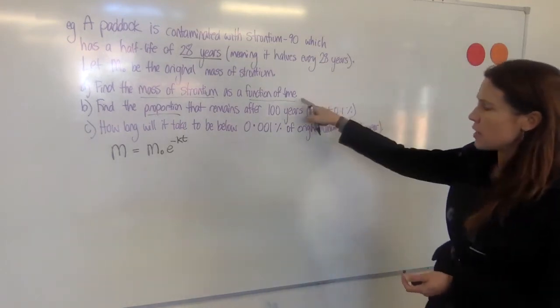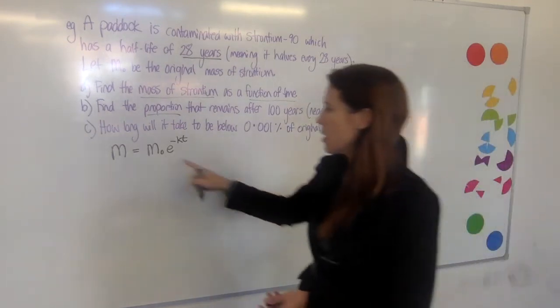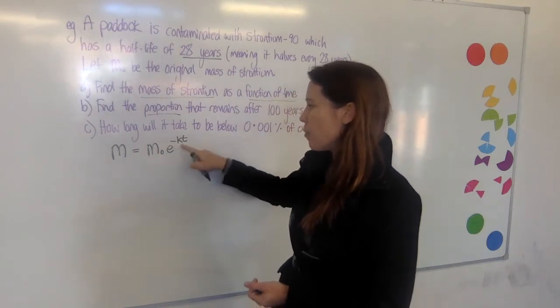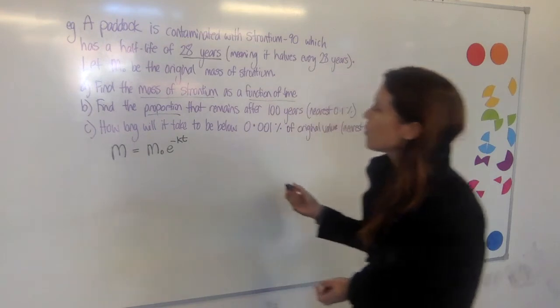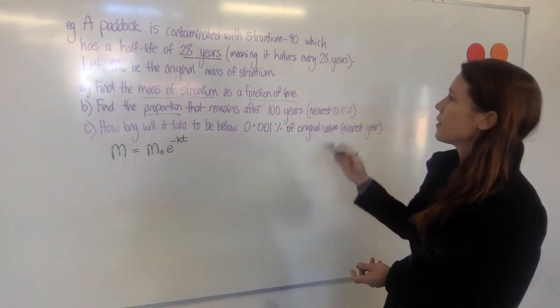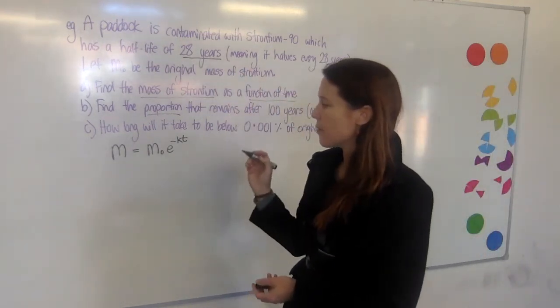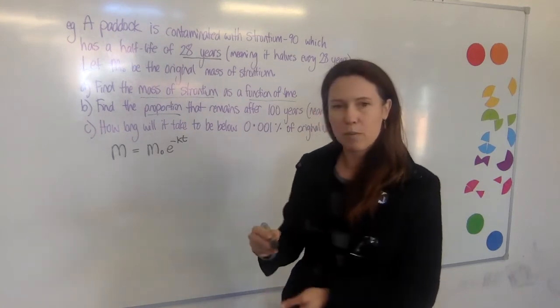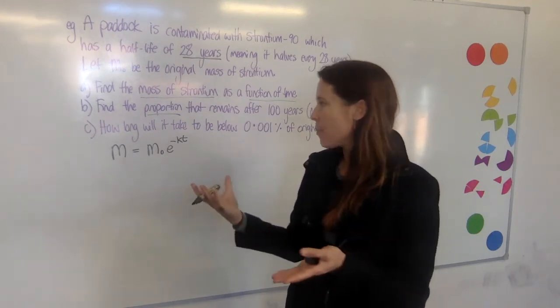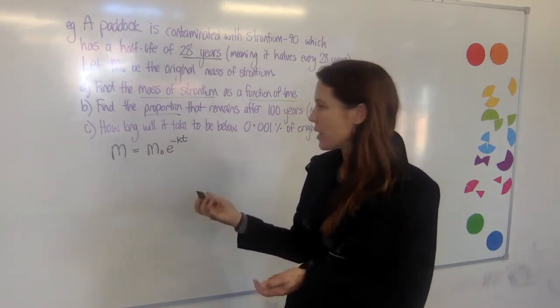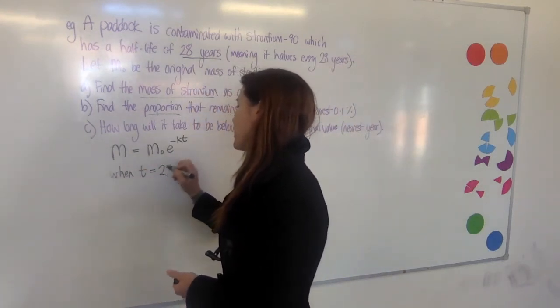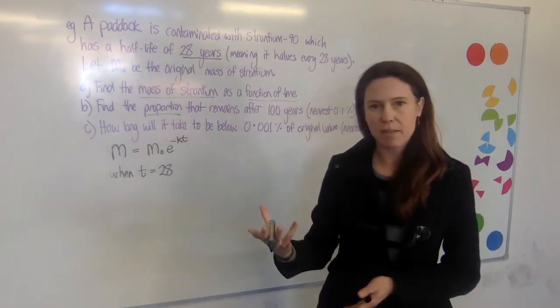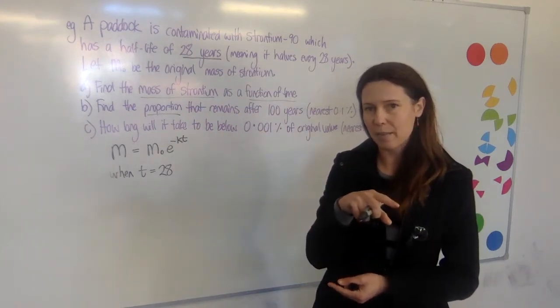So I do need to find what k is because I can have an unknown here, but I can't have too many unknowns or I won't be able to work out the rest of my problems. So my clue is that we're halving every 28 years. So my first step to find k would be to say, well, what will happen after the first set of 28 years? When t equals 28, isn't the amount that we have half of what we had in the beginning?